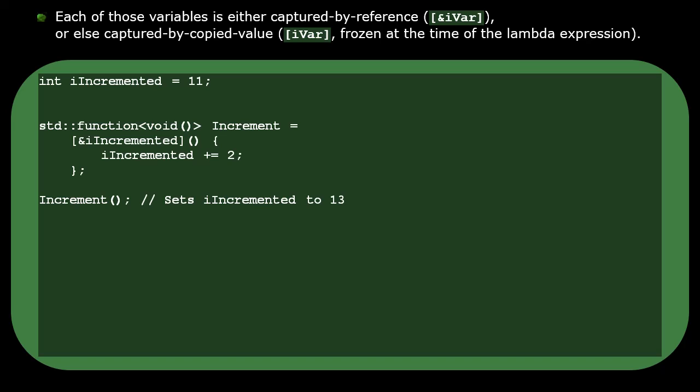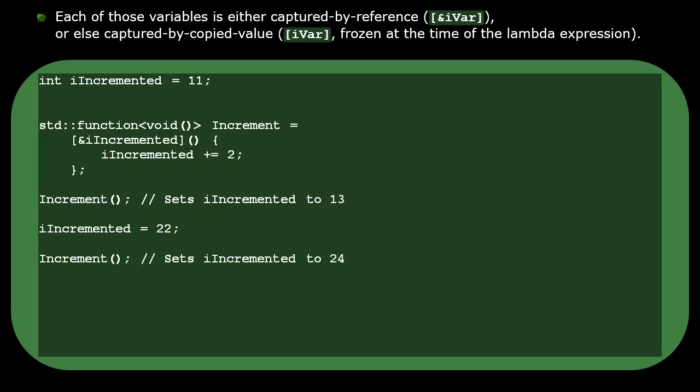That reference was not a constant reference. The statement body is able to use that reference for modifying the I incremented variable, and that change will be observed in the enclosing scope. In fact, any other changes that might happen to the I incremented variable in the enclosing scope will also be seen by this lambda's body when we call the callable object a second time.